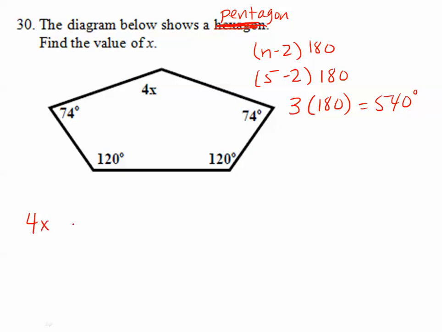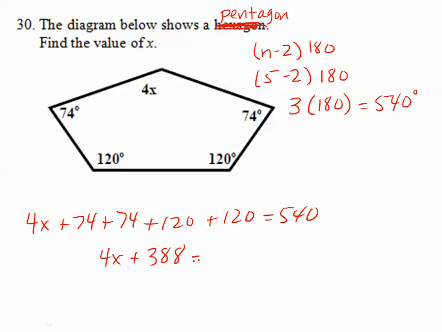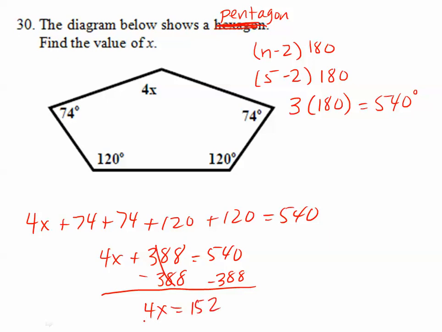So now I just start adding them. 4x plus 74 plus 74 plus 120 plus 120 equals 540. I combine all of my terms and I get 4x plus 388 equals 540. Subtract 388 from both sides and I get 4x equals 152. Divide by 4 and x is equal to 38. So this x is equal to 38.